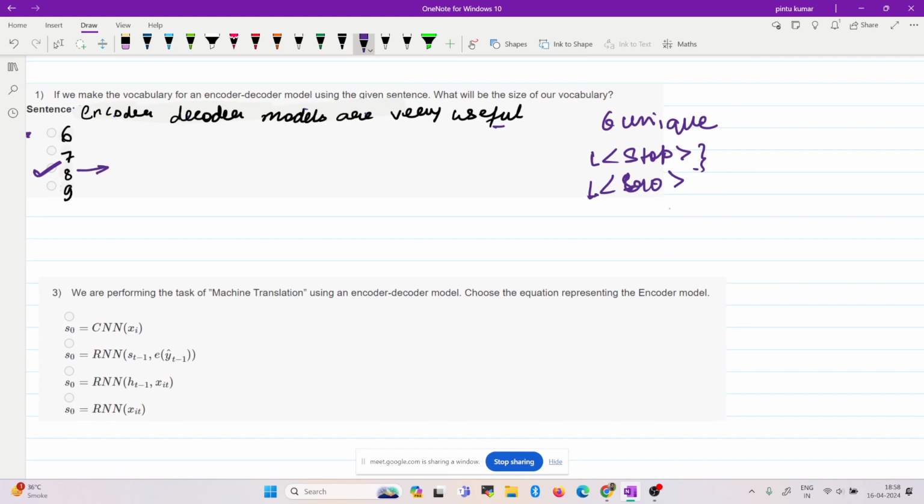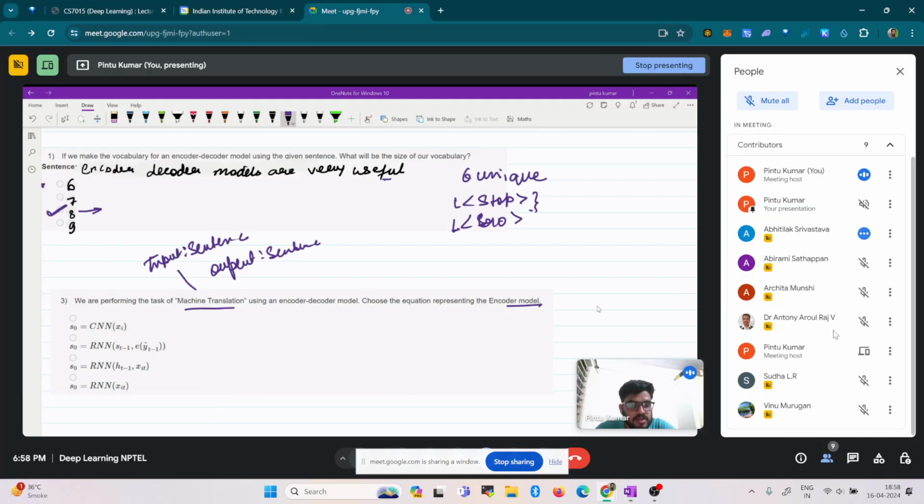Okay, this is the second question. The question is, we are performing the task of machine translation. So the task is machine translation. What is your input? Input is some sentence. Output is also some sentence. Using an encoder-decoder module, choose the equation representing the encoder module. Can you guys please answer?